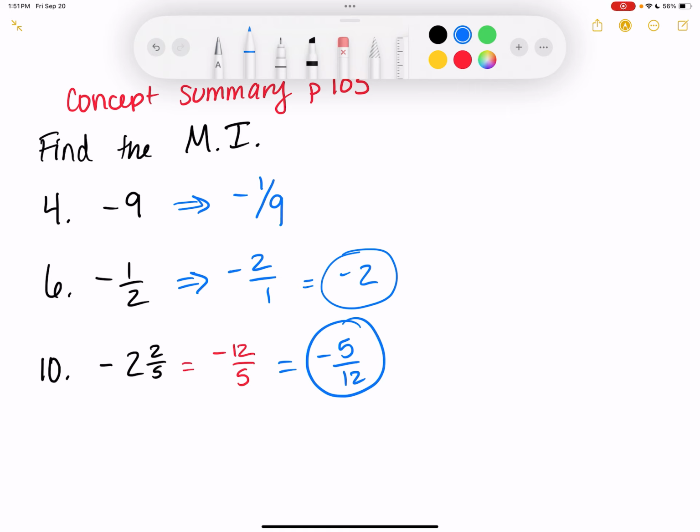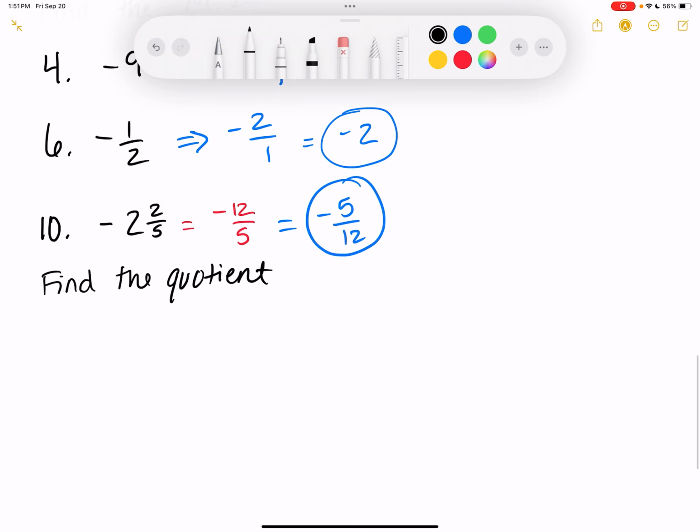All right. Find the quotient. So basically, we're just dividing now. Number 12. Negative 18 divided by negative 6. Now, this is exactly how they write it in the book. I want to make sure you understand why they're writing it in parentheses. They're doing the negative 18 divided by the negative 6 in parentheses because they want to make sure you know you're not subtracting. You are dividing by a negative number. So that's why it's being written like that.